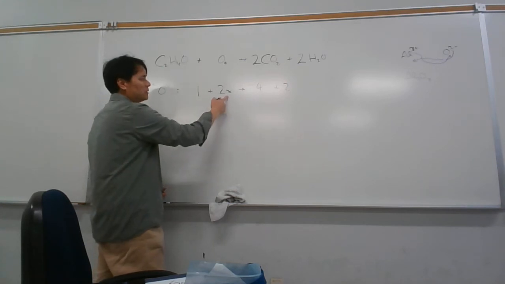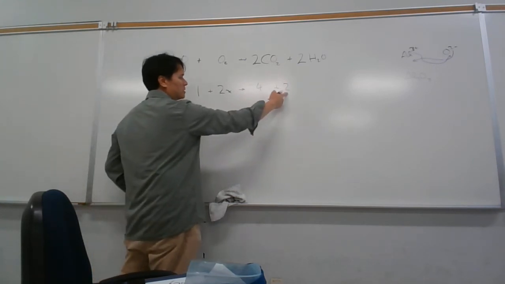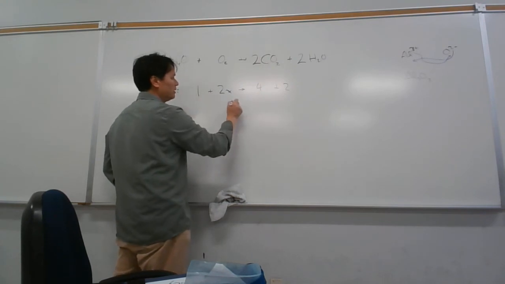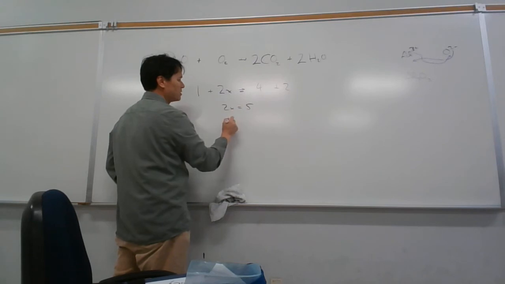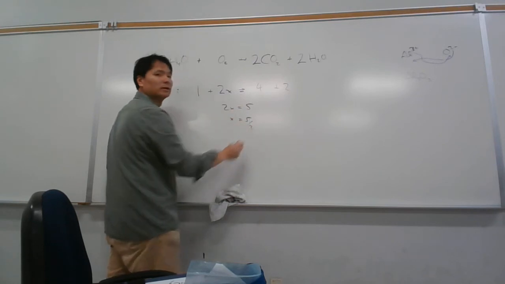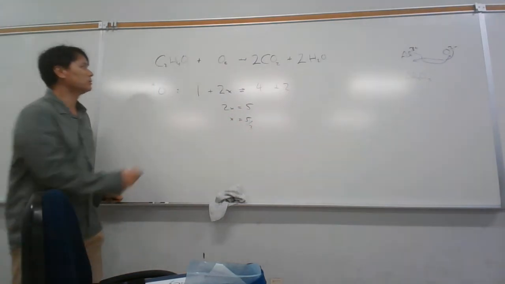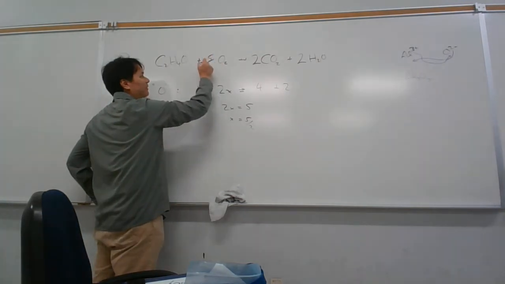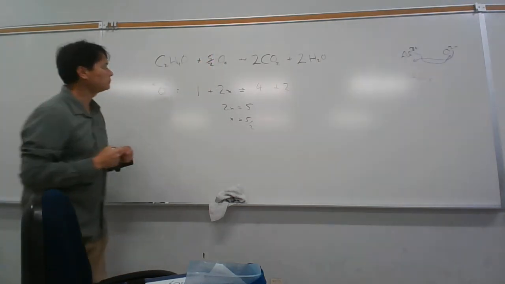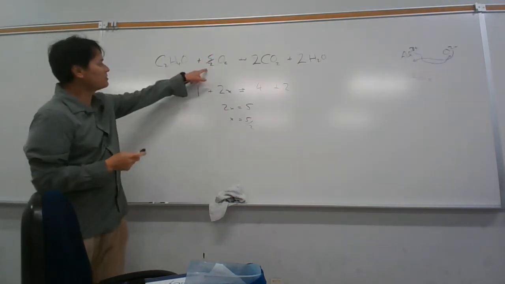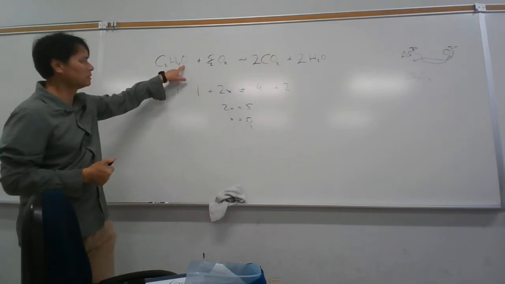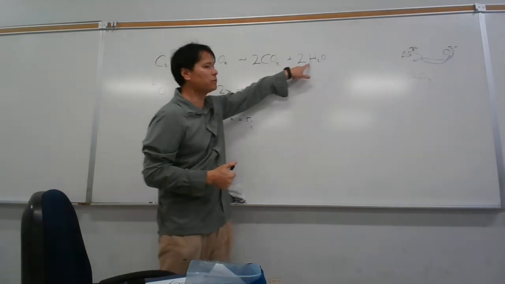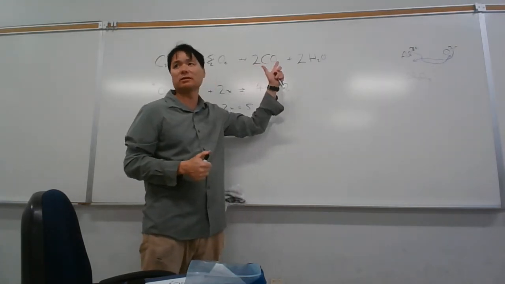And so this is going to be 2x. This is going to be 6 minus 1. So 2x is equal to 5. X is equal to 5 halves. And so x is equal to 5 halves here. So if I have 5 halves times 2, that gives me 5. 5 plus 1 is 6. 4 plus 2 is 6. So 6 and 6. It's balanced now.